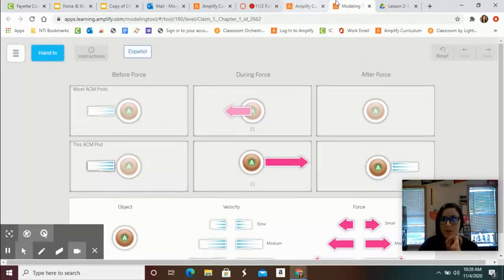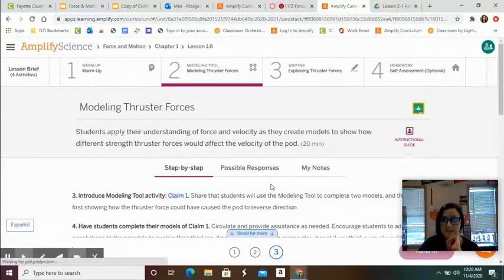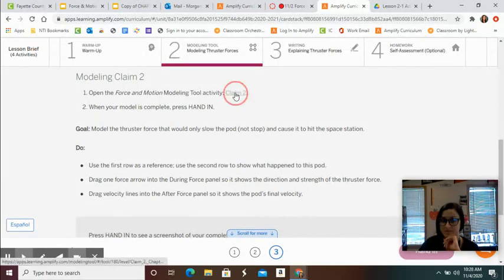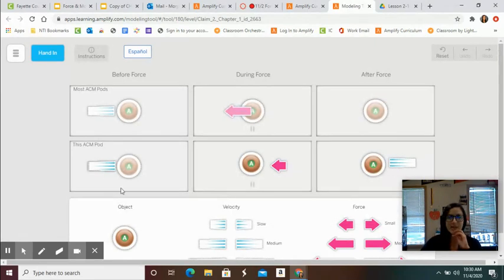And then if you go to page 3, it has the same tool, but this time you're modeling claim 2. For this modeling tool, we are modeling the thruster force that would slow the pod but not stop it, and that would cause it to hit the space station. We will have less force in this one, which is why my arrow is tinier. Same scenario, we have that pod coming in hot, we have our velocity, and it's going toward our imaginary space station right here.